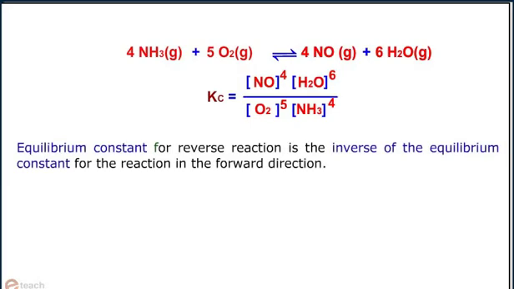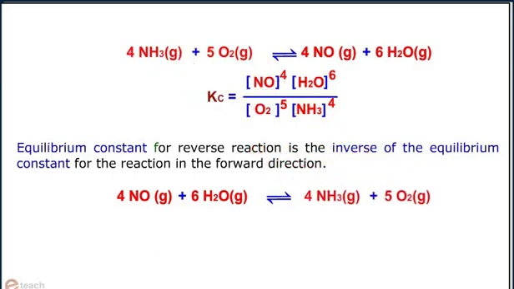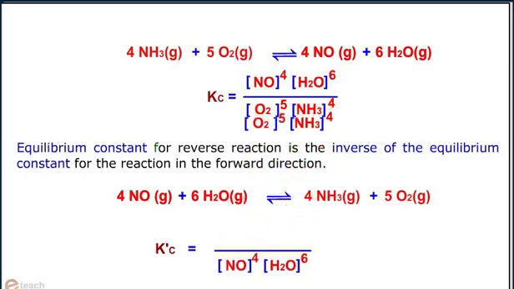Equilibrium constant for reverse reaction is the inverse of the equilibrium constant for the reaction in the forward direction. For example, the reaction 4NO plus 6H2O reversible 4NH3 plus 5O2. The equilibrium constant for this reaction is given by K'c equals concentration of O2 raised to the power 5 multiplied by concentration of NH3 raised to the power 4 upon concentration of NO raised to the power 4 multiplied by concentration of H2O raised to the power 6, which is equal to 1 upon Kc.